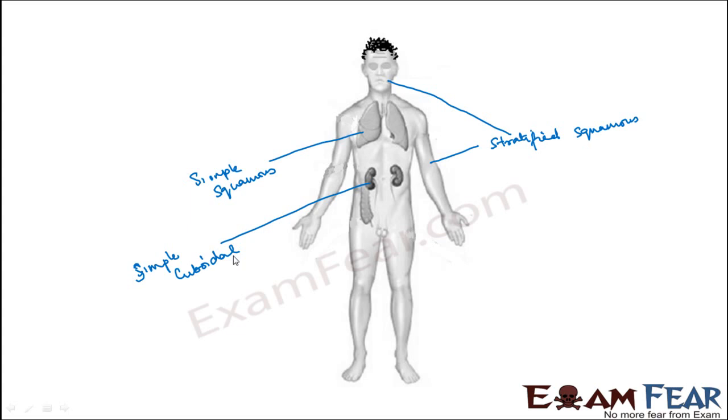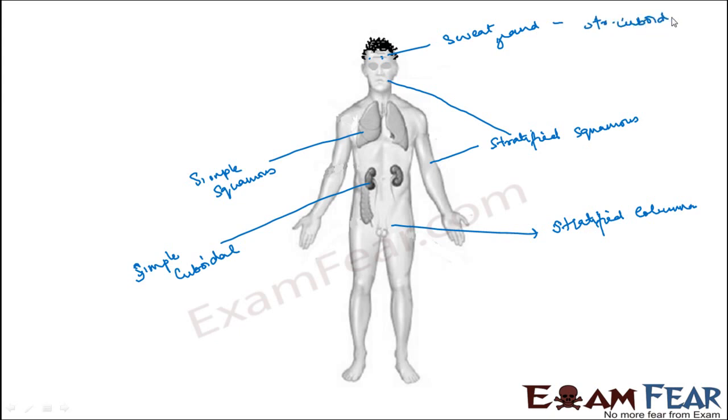Again, if you think about the male reproductive organs, inside the reproductive organs you can see stratified columnar epithelium. Talking about the digestive tract, again there you can see simple columnar epithelium. The sweat glands, the sweat which you get in your body, those sweat glands have stratified cuboidal epithelium.